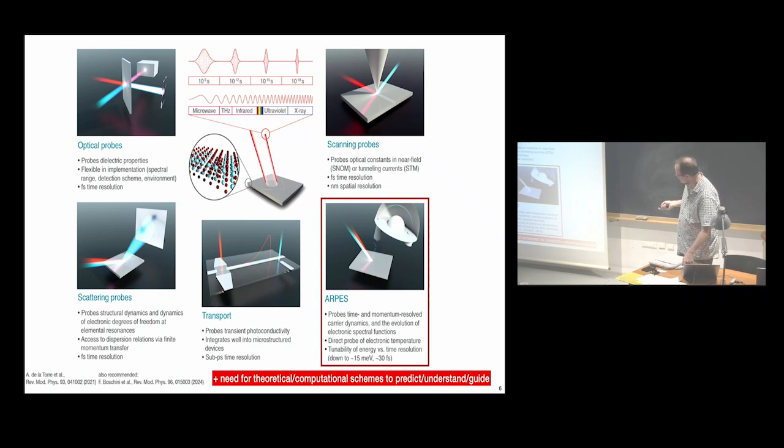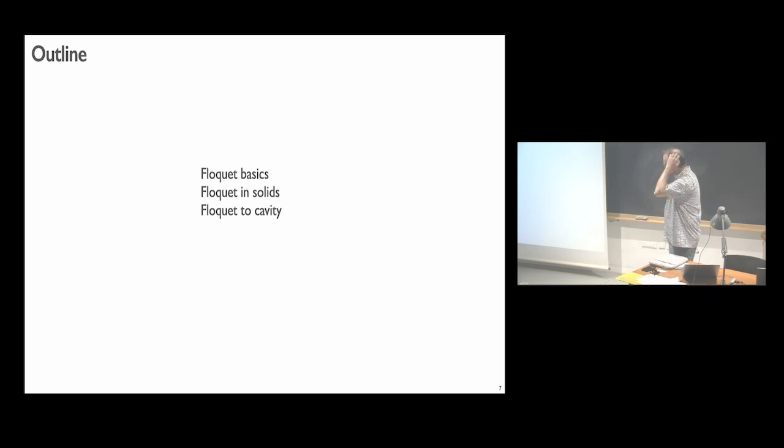And then, of course, we need the theoretical and computational progress and some schemes and some concepts in order to predict and understand and guide new efforts and to make a coherent effort. I think in this field, this is what is the most important. If you're an experimentalist or a theorist, you should always seek collaborations, and I think this is where the most interesting progress will happen. Good. So this is a brief outline of my talk. I will first talk a little bit about Floquet basics, then I will talk about Floquet in solids, and then finally I will talk about the Floquet to cavity connection.